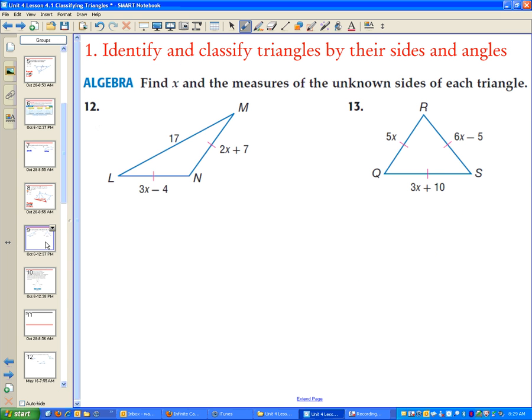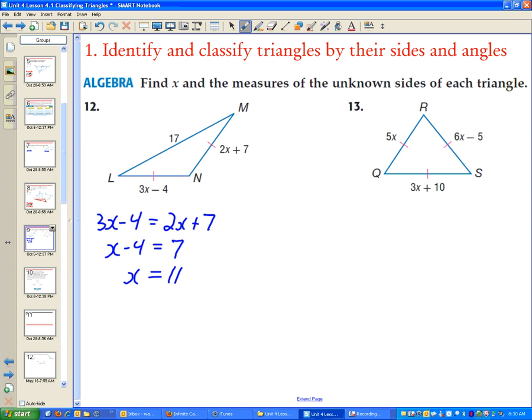Let's keep going. Number 12. It says find x and the measure of the unknown sides of each triangle. All right, let's see here. For number 12, we have segment LN marked as congruent to segment MN. So if the segments are congruent, the lengths of the segments, the measures of the segments are equal. So 3x minus 4 equals 2x plus 7. And then you solve it for x. Subtract 2x from both sides. You'll get x minus 4 equals 7. So x equals 11.